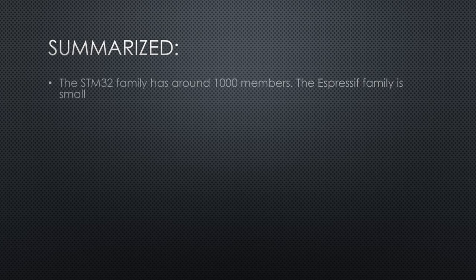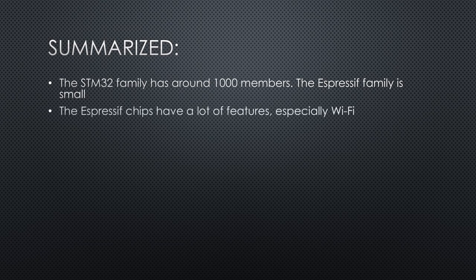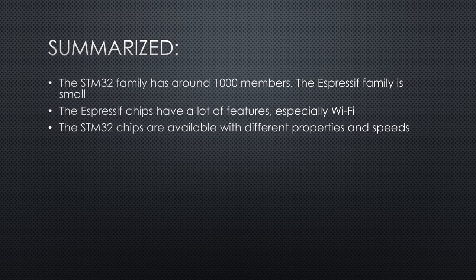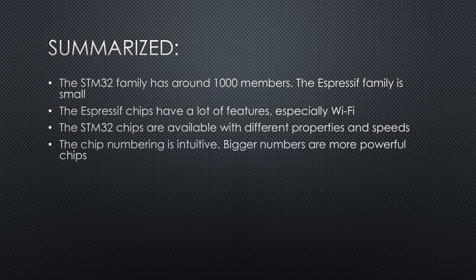Summarized. The STM32 family is vast and has around 1000 members. Compared with this choice, the Espressif family with 4 members is small. But the Espressif chips have a lot of features, especially Wi-Fi. This is why we love them. The STM32 chips are available with several ARM cores with very different properties and speeds. The chip numbering is somehow intuitive. Generally, bigger numbers are more powerful chips. Unfortunately, not always. They also have a low power line, which is interesting enough to look at in the future.